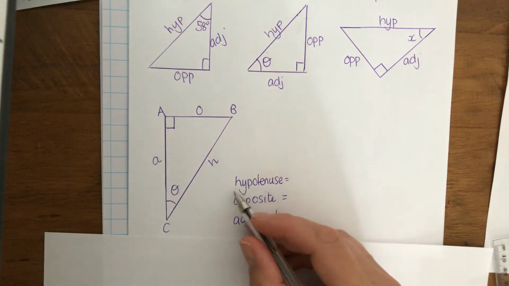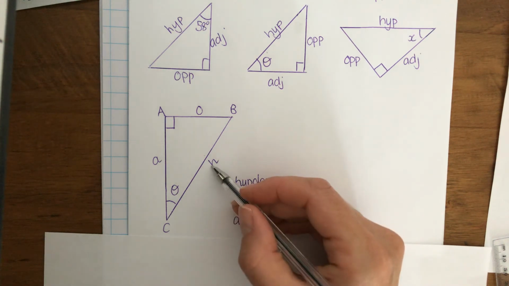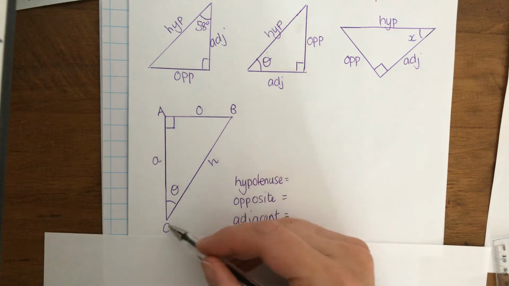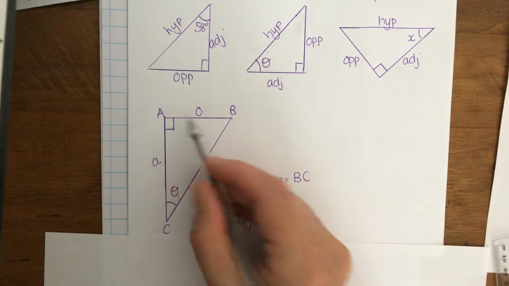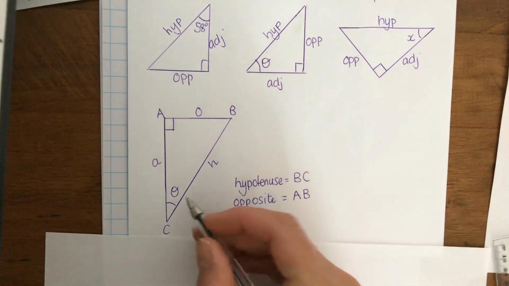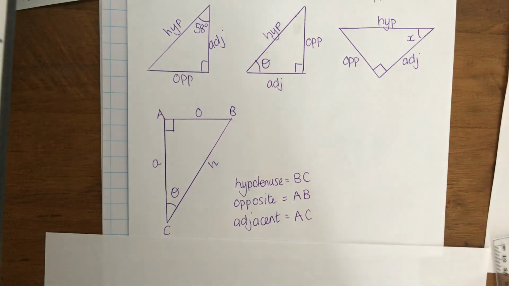But your questions are going to ask you to tell them which is the hypotenuse. The hypotenuse is this side, and we call it the line from B to C. We just write BC. The opposite is this one here. We call it AB. And the adjacent side we call AC of that particular triangle.